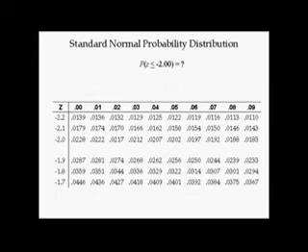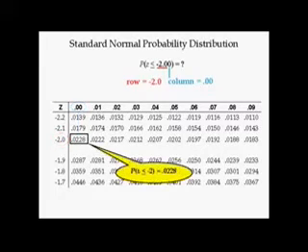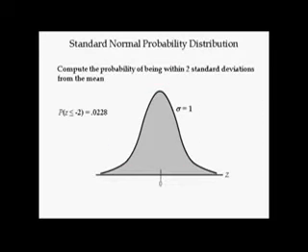To compute the probability that z is less than or equal to negative 2, go to row negative 2.0 in the standard normal table, then go to column 0.00. The intersection of row negative 2.0 and column 0.00 is 0.0228. Hence, the probability that z is less than or equal to negative 2 is 0.0228. After getting the probability from the table, label the left lower red tail probability 0.0228. Now compute the upper tail probability.